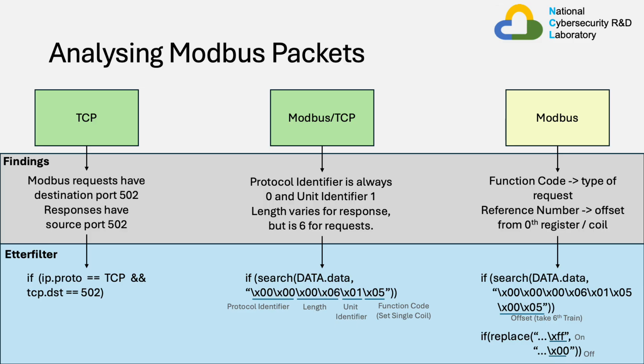Alright, let's try filtering for a set single coil Modbus request for the 6th train and turn the power on switch to power off. To filter for Modbus, we can set the Ettercap filter to only look at packets that are using the TCP protocol and have a destination of port 502. To ensure the packets are using Modbus, we can then search within the packet bytecode for a protocol identifier of 0, a length of 6, a unit identifier of 1. We also filter for the set single coil function code, which is 5. Lastly, to check for the 6th train, we check that the offset is 5, which corresponds to coil 05 for the 6th train's third rail power input switch. We can then replace the on with off by changing the FF to 00.